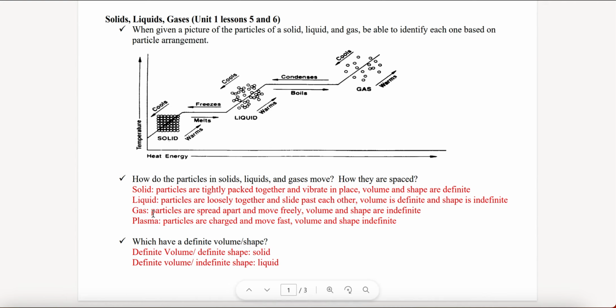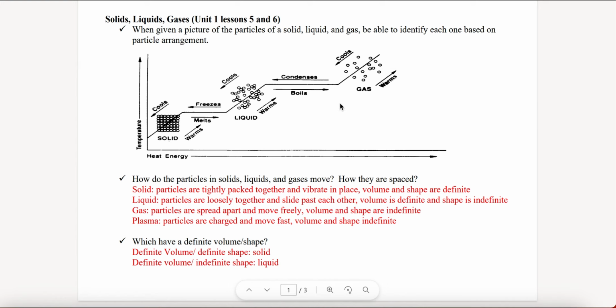Okay, next one. For gas, particles are spread apart and move freely, and volume and shape are indefinite. So they're spread apart, they move freely. Volume and shape are indefinite.